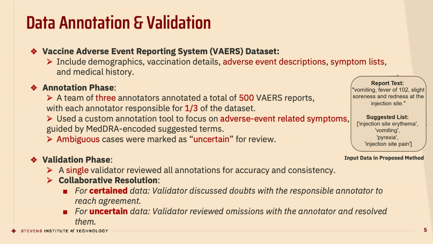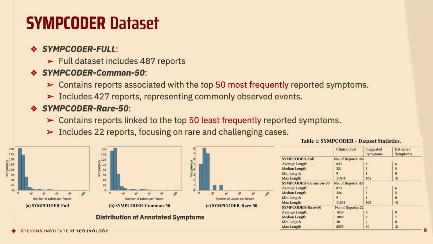And for annotation and validation design, below, we make sure we have a solid annotation process to get our test data set. Our test data set is called the SimCoder data set. Out of 500 reports, which is the sample we get from the overall data set, we end up with 487 reports, and 13 of them were abandoned because of ambiguous cases. Based on the frequency below, we derived 2 sub-data sets from the full data set, which are SimCoder Common 50 and Rare 50. They basically target the top and rare 50 most frequently reported symptoms.